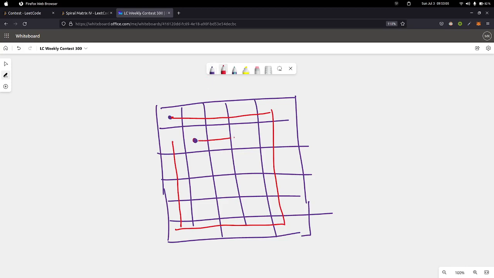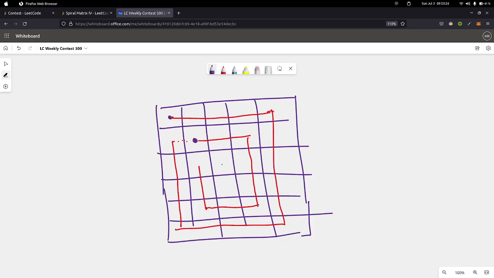Again we follow the same process. We go here, we don't go to the next one because it's already covered, so we jump below, we again move here, we come here, right? So again once we come here, we have to start from here.